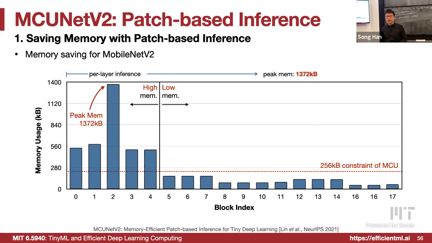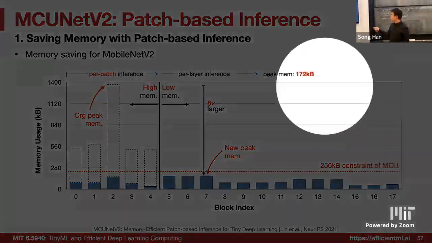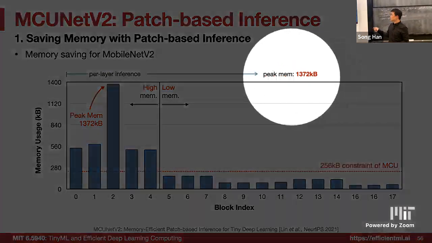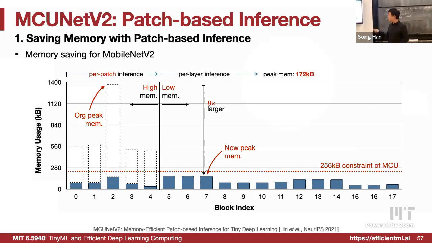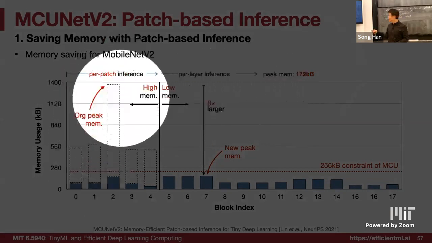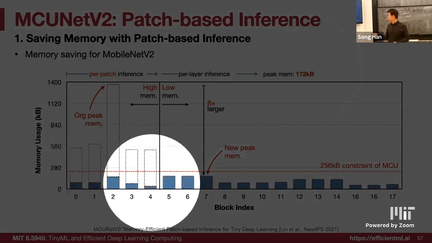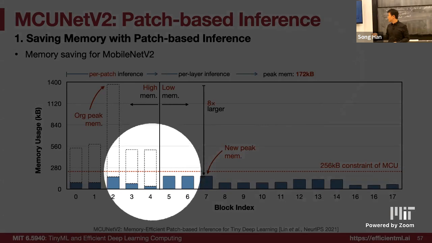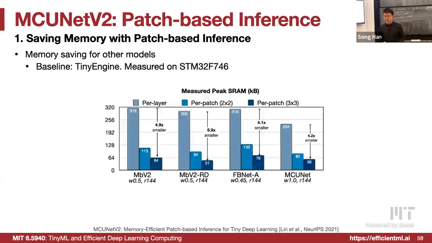So let's see what happens after applying this patch-based inference. By using the per layer inference, the peak memory is 1,372 kilobytes. But after applying per patch inference, it reduced to 172 kilobytes. It's a lot less. So it's pretty amazing that all these high bars, large memories, now suddenly get much smaller, even smaller than the 256 kilobyte threshold of the microcontroller. It's pretty amazing. Finally, we can fit it.